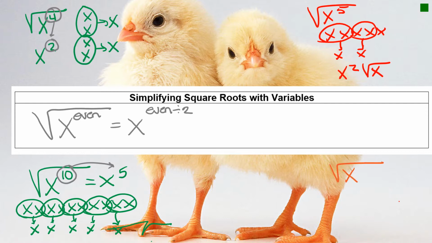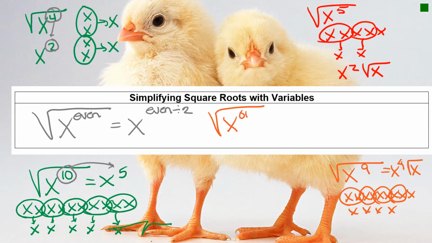Let's do the square root of x to the 9th. 1, 2, 3, 4, 5, 6, 7, 8, 9. There's 1, 2, 3, 4. So there were 4 x's that made it out, 1 that did not. So if you have an x to an odd, for right now, you're going to rewrite it as x to the even, and it's going to be times x to the 1. So it's going to come out to x to the even divided by 2 times the square root of x.